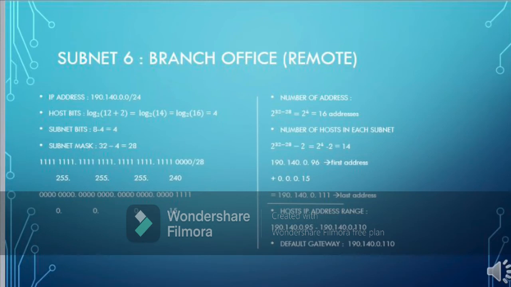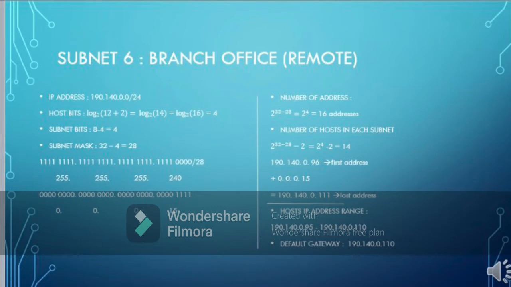Then since we have the host bits, we can get the subnet bits. 8 minus 4 equals 4, and next to get the subnet mask it is 32 minus 4, and we get 28. So for subnet number 6, we have a 28 subnet mask. Then we can change it into binary numbers, so this will also have 28 ones and 4 zeros. And then we can change it into decimals and also convert the ones and zeros to get the wildcard.